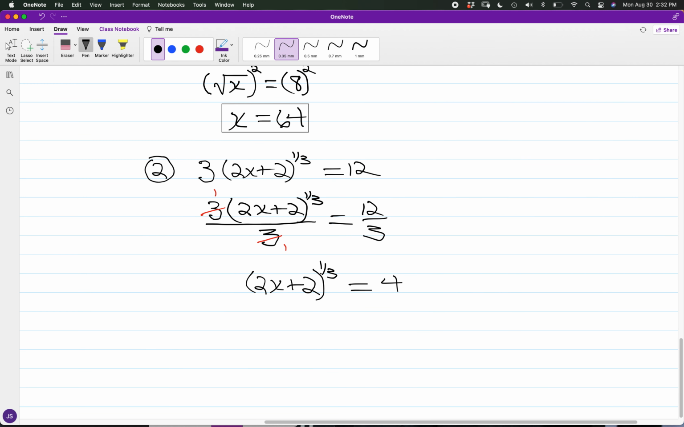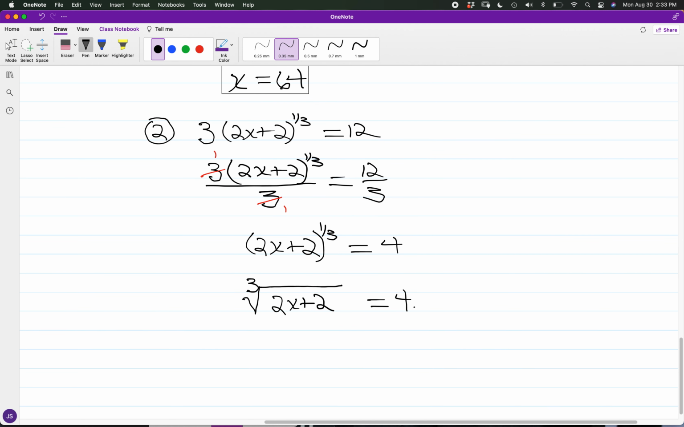So m is 1, n is 3, and the denominator signals the kind of radical this term is going to have. So you're going to have the cubic root of 2x plus 2 to the first, which would be 2x plus 2, and we have this equal to 4. And if I had negative 4, I could still continue, on the basis that the principal square root rule does not apply to odd roots.